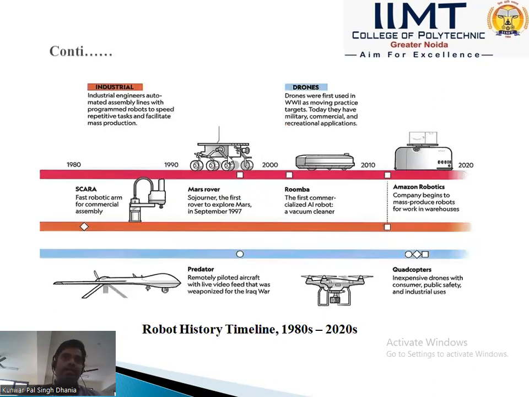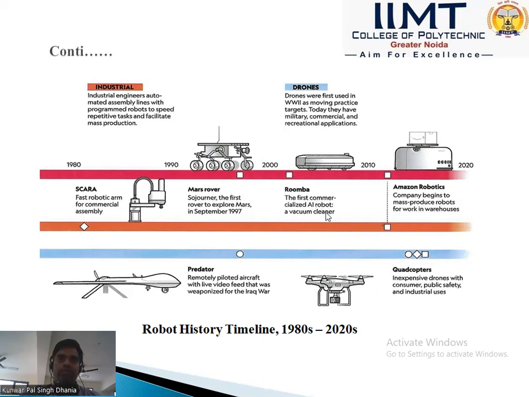Again in 1980, the SCARA robot came, fast robotic arms for commercial assembly. In commercial assemblies, SCARA robots were used. In 1990, Mars rovers. Sojourner was the first rover to explore Mars, in 1997. So the Mars rover came in the 1990s.